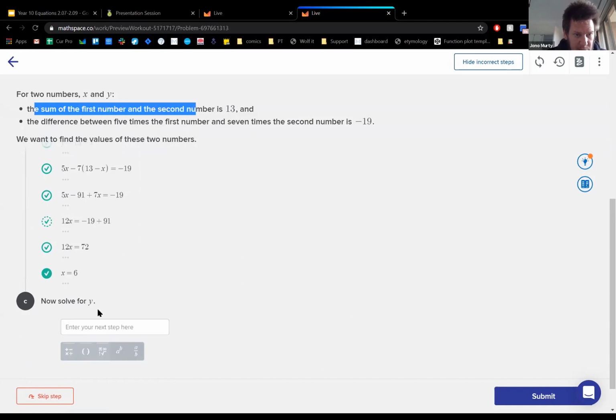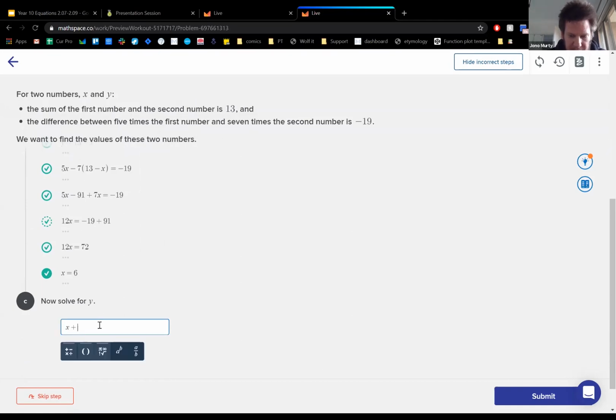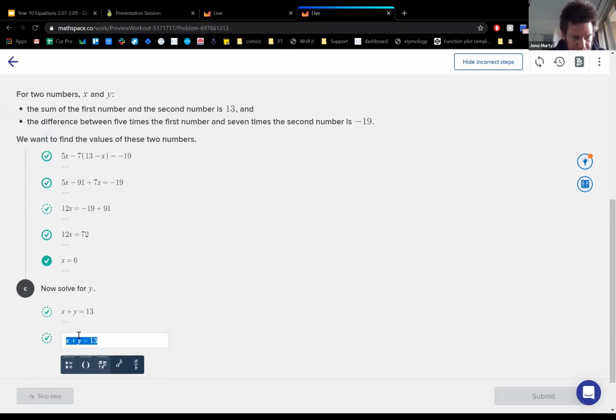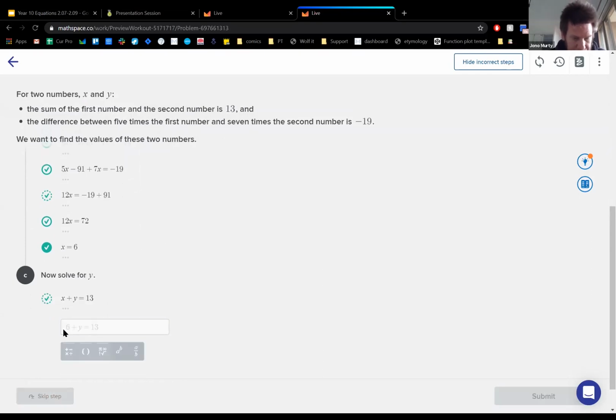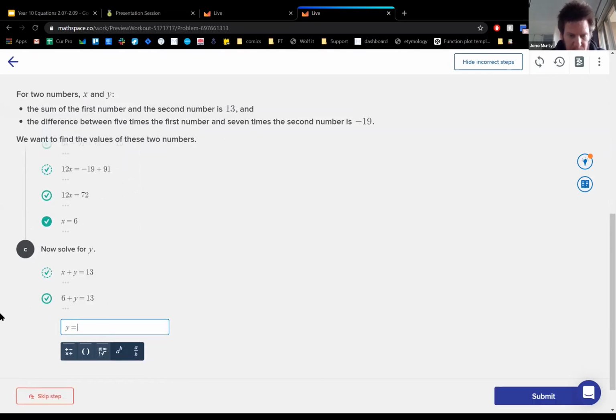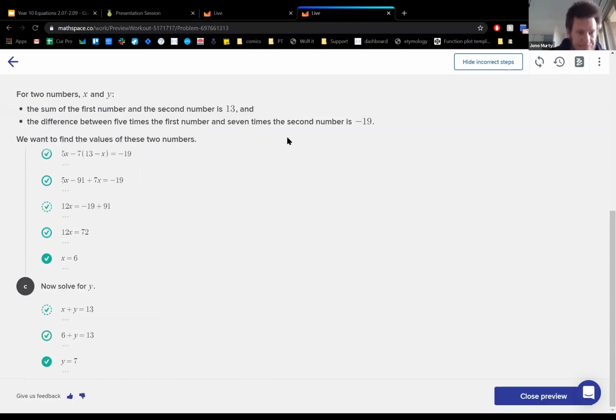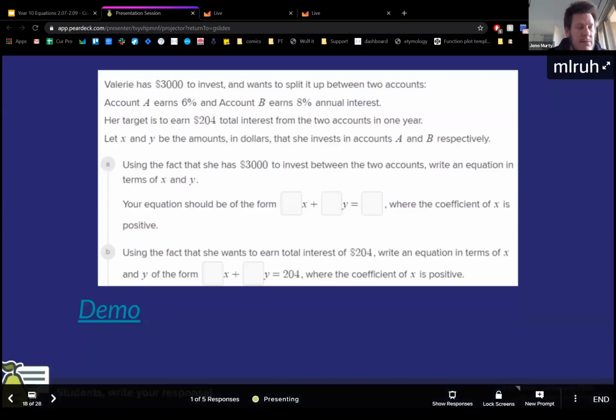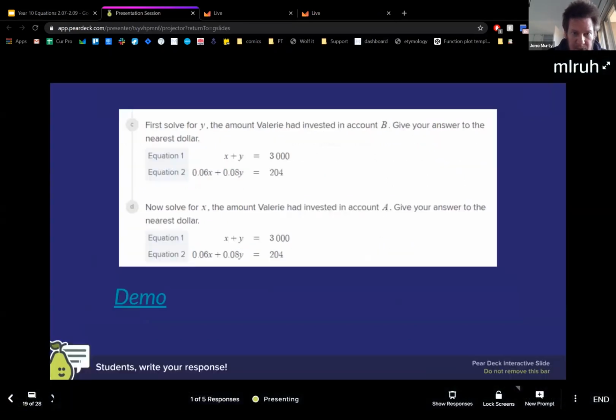Let's go back to this one. We knew that x plus y was equal to 13. We know x is equal to 6. So y is equal to 7. Cool. That's it. Do you want me to go over another elimination one or another substitution one at all?